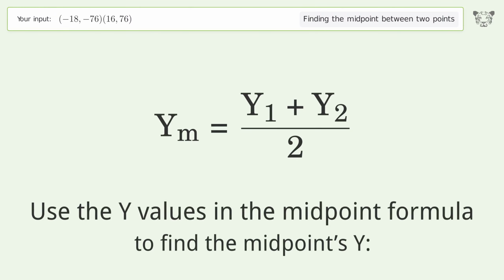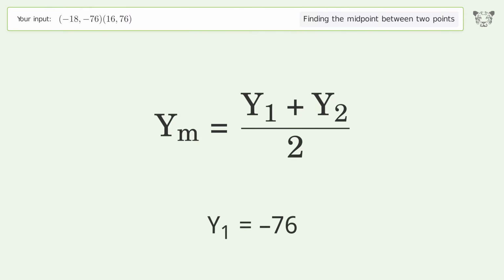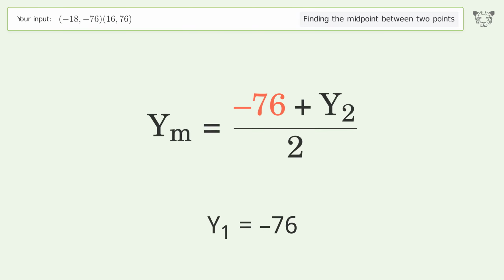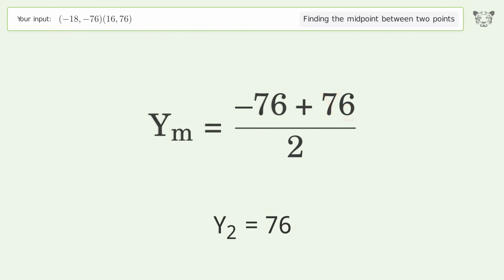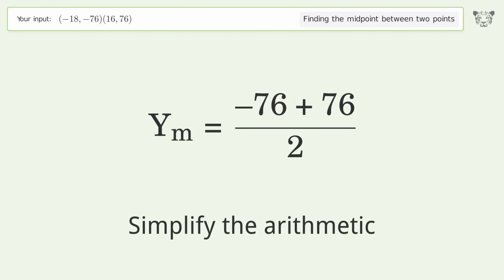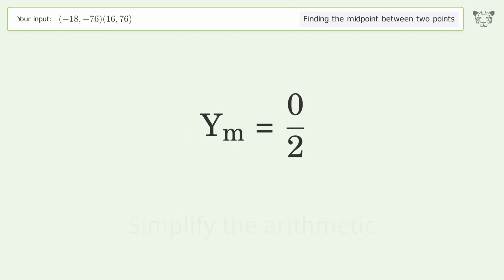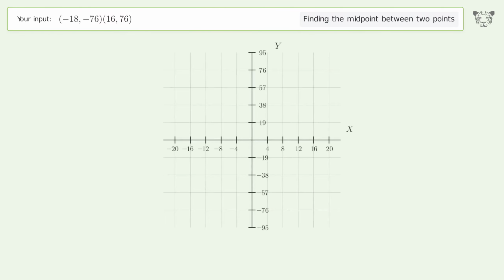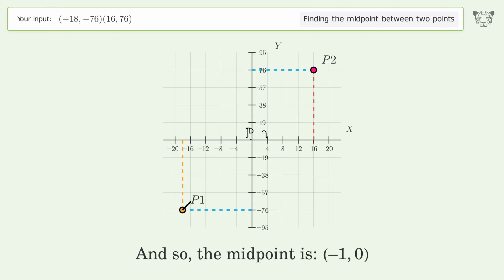Use the y values in the midpoint formula to find the midpoint's y. y1 equals -76. y2 equals 76. Simplify the arithmetic. And so, the midpoint is -1, 0.